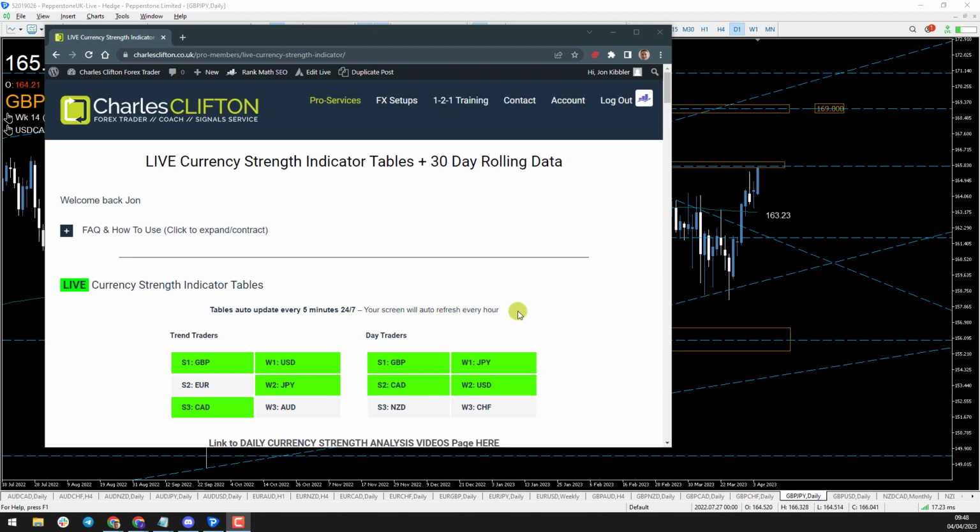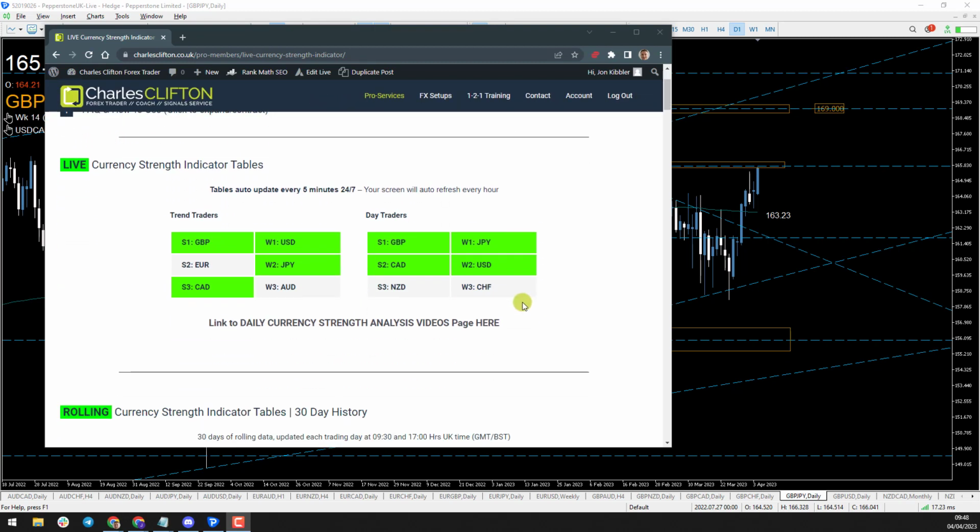So what actionable forex pairs are the live currency strength indicator tables telling us to focus on today? Well, it's telling us to focus definitely on the pound, because the pound is the strongest currency on both tables. So we're going to be looking at the pound today. We're going to be focusing on the pound against the US dollar and the Japanese yen. We're really going to focus on pound yen to start off with, because it tops our day traders table, with the Japanese yen being the weakest currency, followed by the US dollar, reversed on the trend traders. So let's dive straight in.